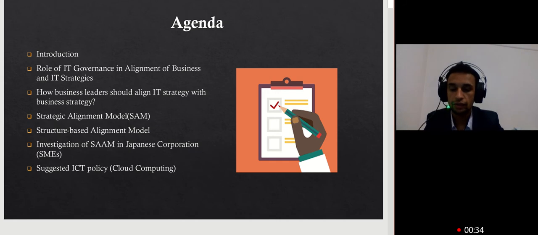These are the main agenda items that I'm going to talk about today. Introduction, where I will introduce how business is working. Roles of IT governance in alignment of business and IT strategies, how business leaders should align IT strategy with business strategy, the Strategic Alignment Model (SAM), structure based alignment model, investigation of SAM, structure based model SAM in Japanese corporations, SMEs, suggested ICT policy, cloud computing, and finally the conclusion. Besides that, I will include the overall journey of the virtual classroom, the online classroom, the lectures and everything in this presentation.